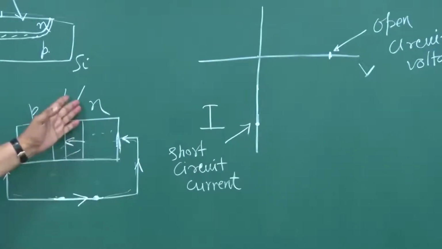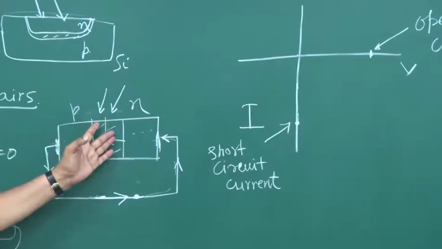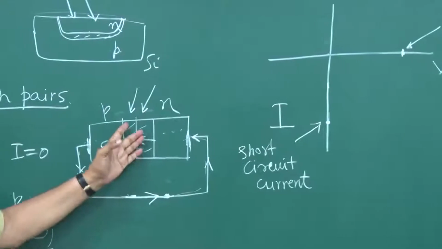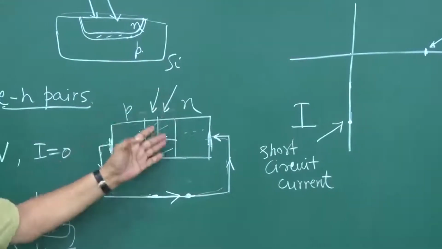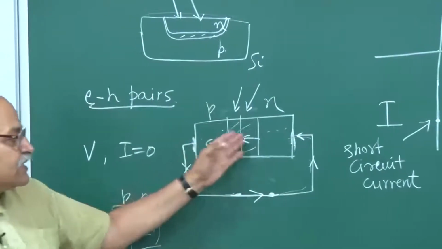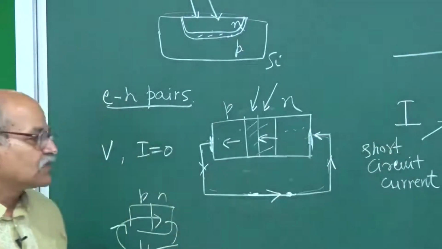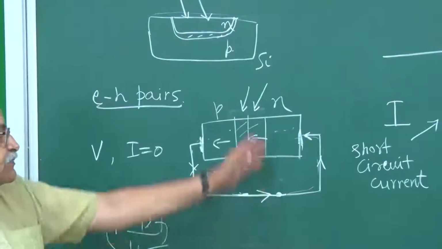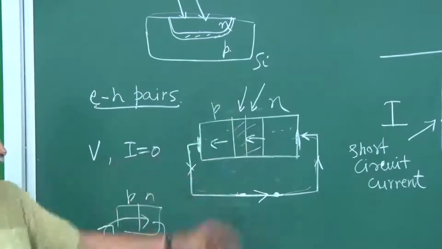And it depends on the intensity of the light which is falling here, and the absorption properties, which wavelengths are there and which are absorbed, and how many EH pairs are created. All those things will decide how much the short circuit current is for these particular conditions.